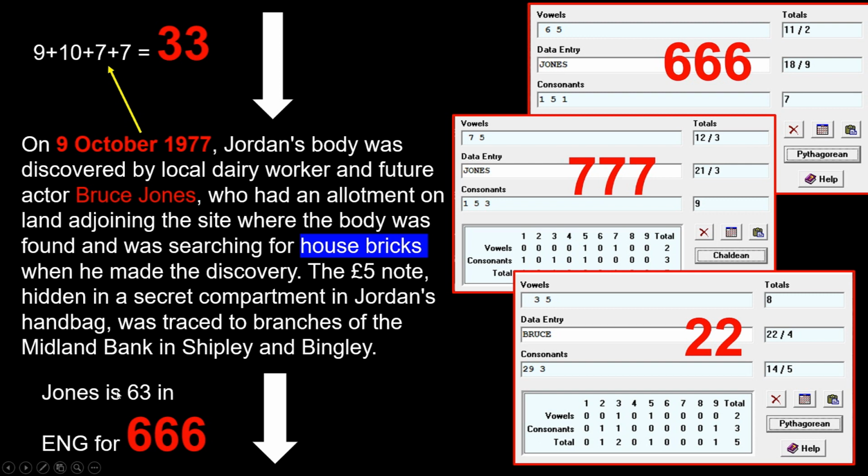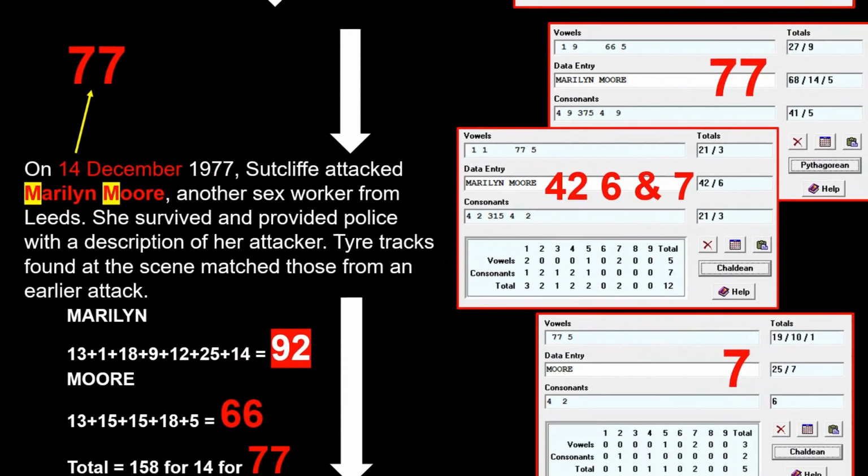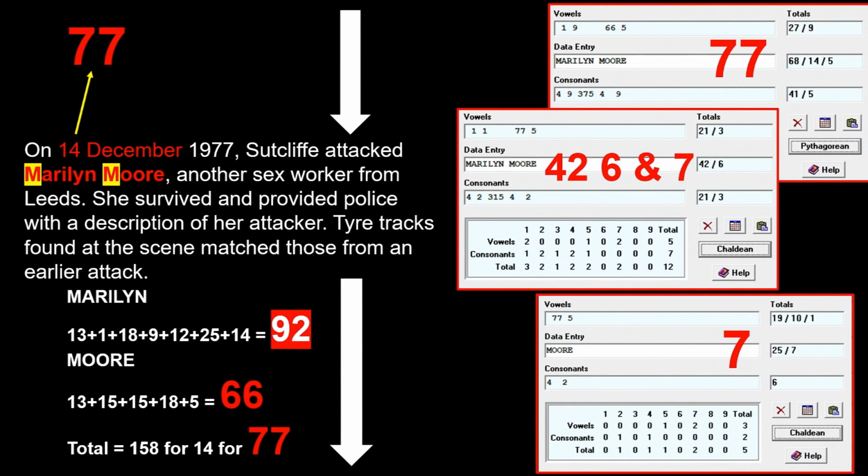But Jones is 63 in English for 666. Jones is 18 in Pythagorean for three 6s for 666. Jones is 21 in Chaldean for three 7s for 777. And look what Bruce adds up to, guys. There's our 22 again. So 22 seems to be Peter's number. Of course, we've got lots of 7s as well.